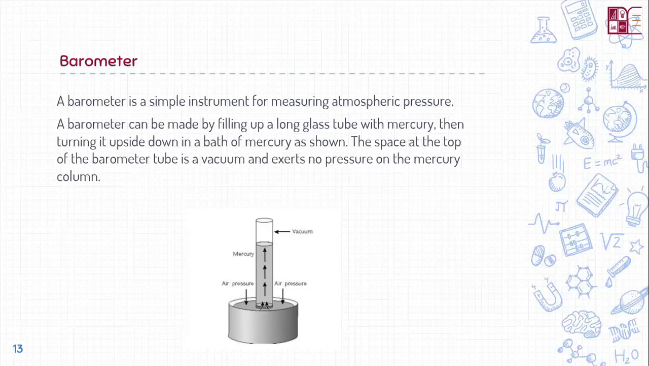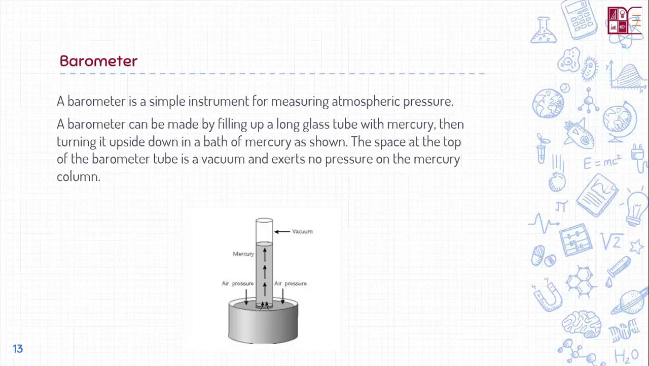So atmospheric pressure at its maximum would be at sea level, which is about 1.013 × 10^5 pascals. Now, coming on to the barometer. Usually the understanding is of a mercury barometer. A barometer is a simple instrument for measuring atmospheric pressure, and it can be made by filling a long glass tube with mercury, then turning it upside down in a bath of mercury as shown. As you can see on your screens.